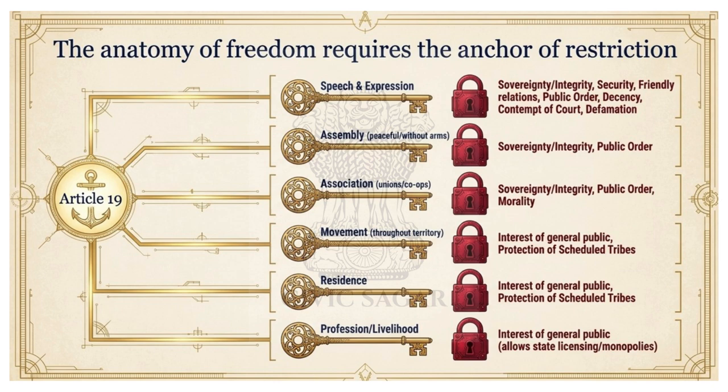Article 19 guarantees 6 democratic freedoms, but none of them are absolute. Every freedom is anchored by specific restrictions to protect the nation. Freedom of speech and expression can be limited to protect sovereignty, public order, and decency. Peaceful assembly and forming associations are bound by public order and national integrity. Movement and residence across India can be restricted to protect the general public or scheduled tribes. And your choice of profession can be regulated by state licensing or monopolies.